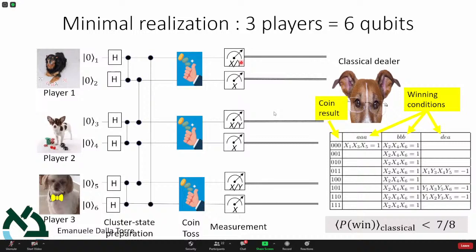The measurement will depend on the result of the coin. So each player tosses a coin and then performs a measurement that depends on the coin. And now you see the trick. What is the trick? The trick is that in quantum mechanics, when I measure X or Y, I affect the result of the other player if the two players are entangled. That's exactly the idea of the Bell inequality, right?